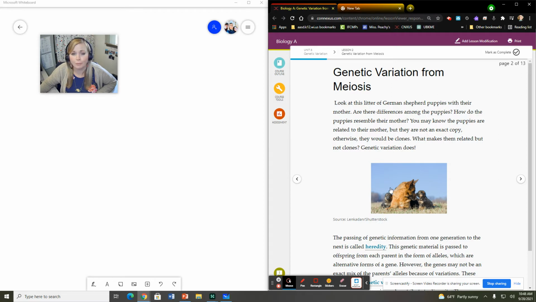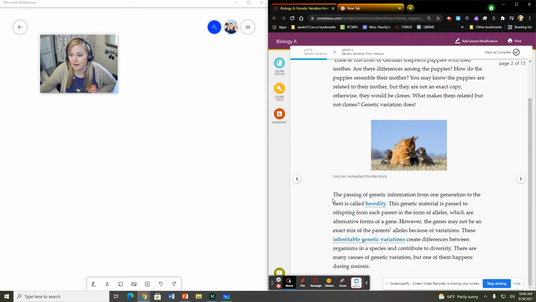If you look at this cute little puppy, you got this German Shepherd mom and the puppies aren't exactly like the mother. They're also not exactly like the father, and there really isn't a perfect combination of the two either. There's variety that exists here. And so where does that variety come from?